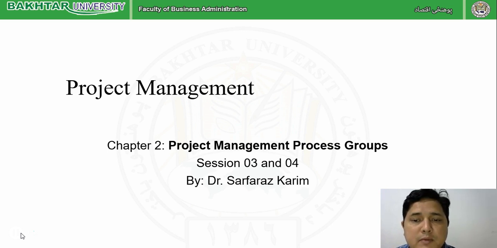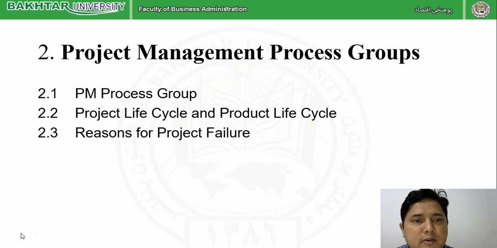At least one of them might be required for the various examples, the importance, and the characteristics of project management, so that you get a foundation for this chapter. This second chapter is all about the project management process group. In this session, we are going to cover 3 basic things: what a project management process group is, what the different stages are, and what the main activities are in each stage.